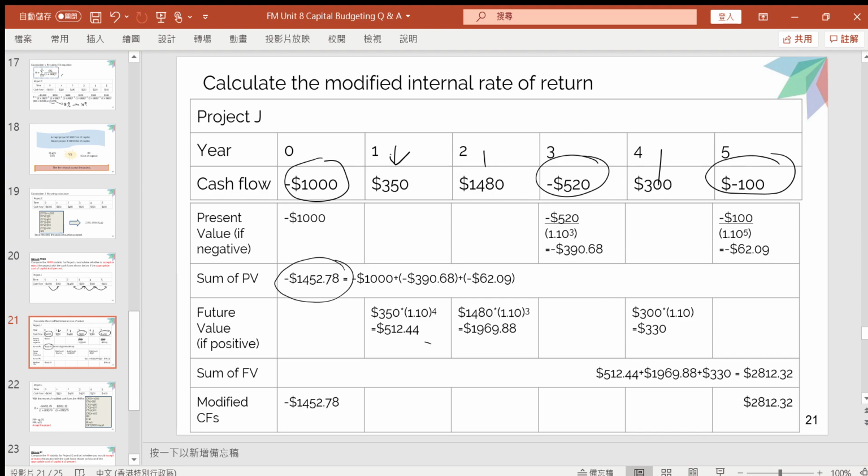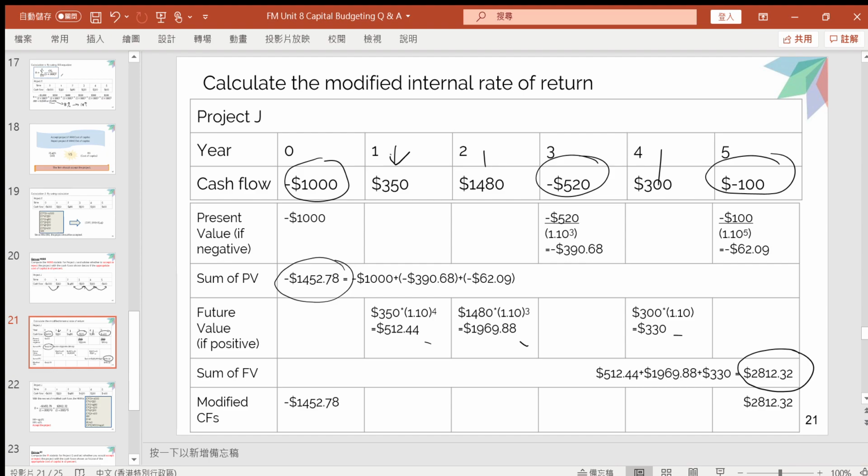Year 2 also compounds to the year 5. That's why we multiply 1.1 to the power 3. We'll compound this amount, and then we will get 1969.88. Okay, the last one will be in year 4. We'll compound 1 year only, and that's why that will become 330. Add up these 3 figures, and we will get another figure that is the cash inflow in total.